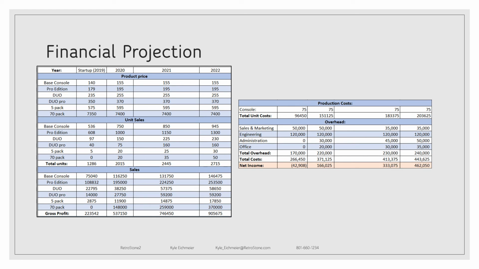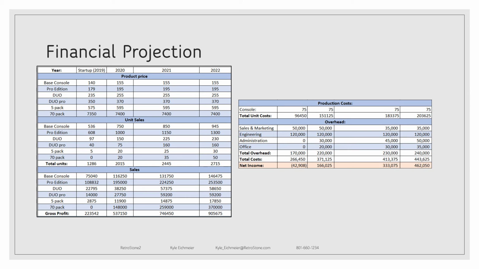On Kickstarter, we were able to sell 536 base units, 608 Pro Edition units, 97 Duo units, 40 Duo Pro units, and 5 5-packs. We expect each type of sale unit to increase over the years. We also expect to see the most increase with our Pro Edition units, as we feel this offers the highest quality and value to our customers.